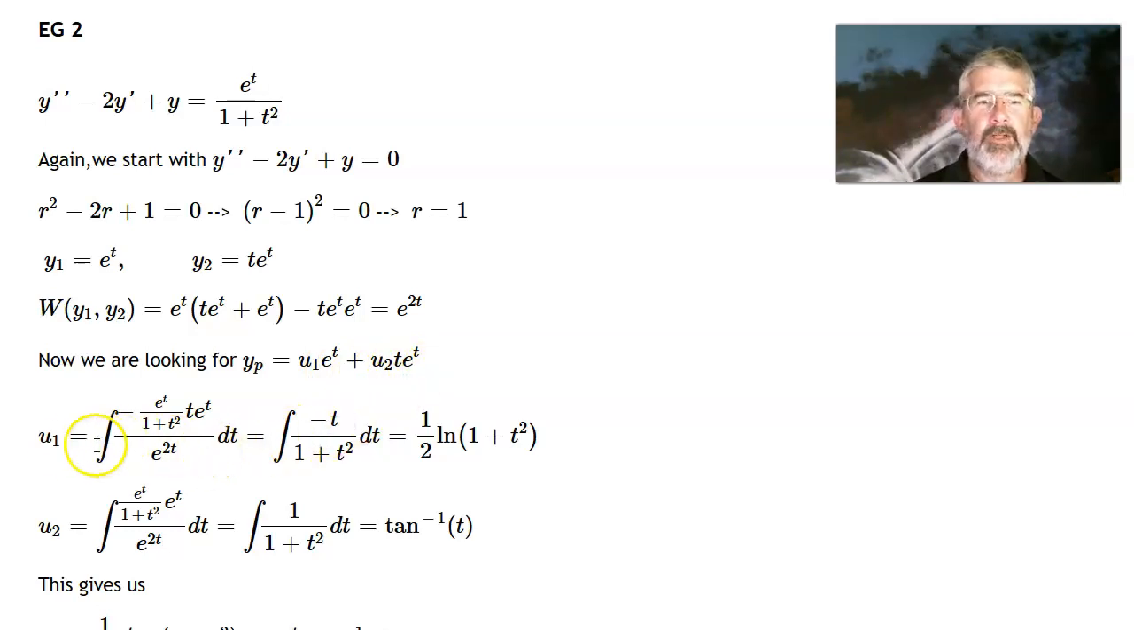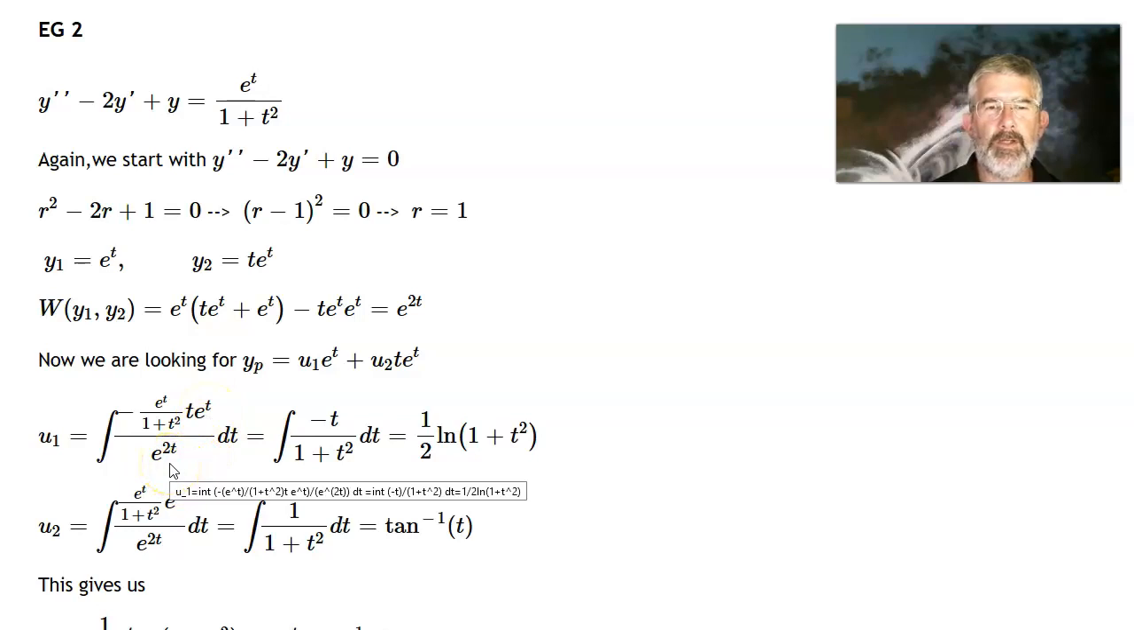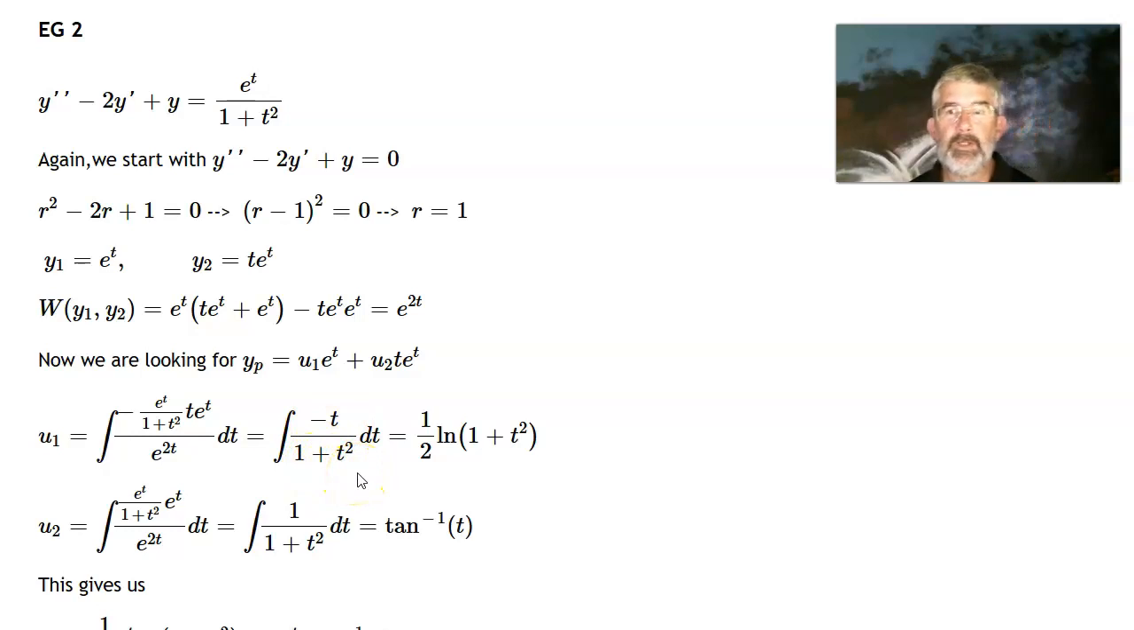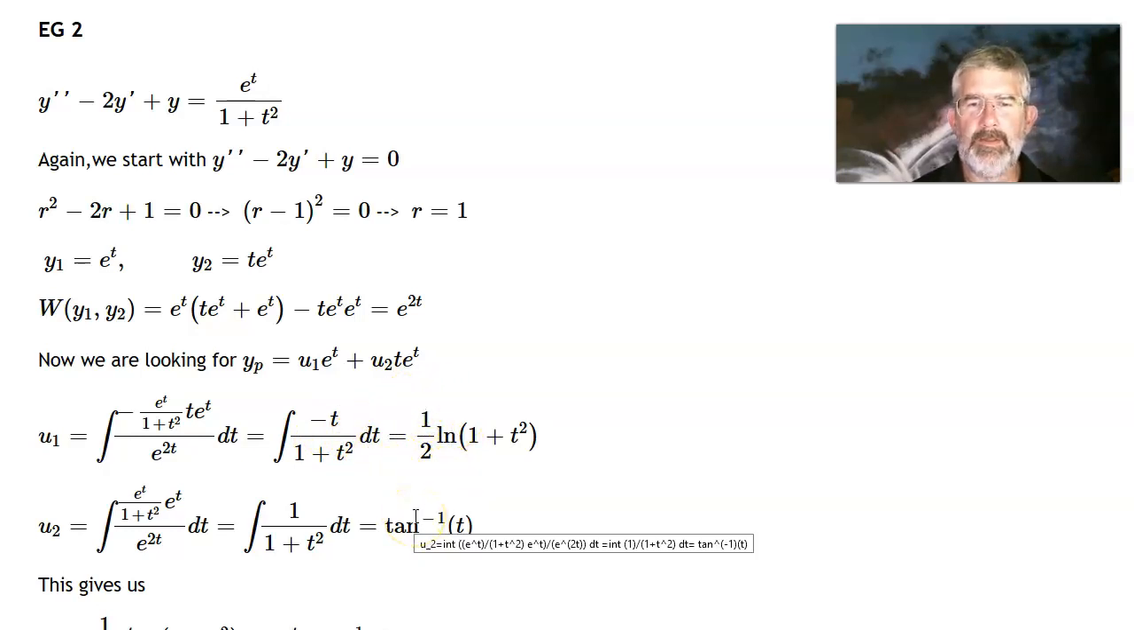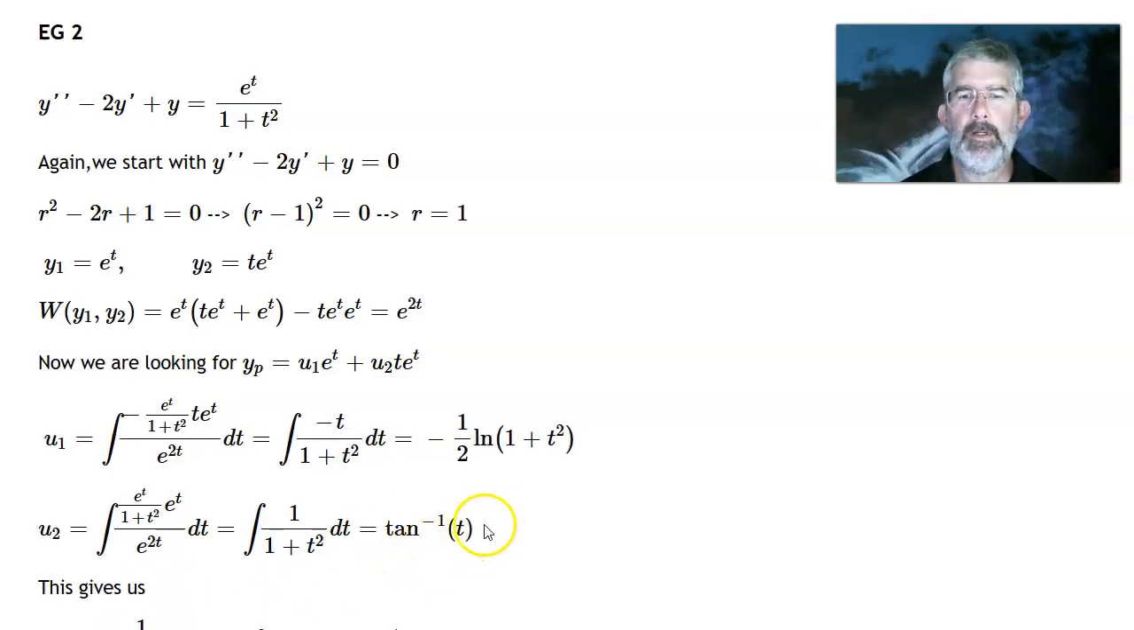According to what we did in the last video, u1 is going to be the integral of negative g times y2 divided by the Wronskian, which, what happens? The e to the t times e to the t is e to the 2t, which cancels with e to the 2t on the bottom, and I'm just left with the integral of minus t over 1 plus t squared, which I would do a u substitution with u equal that denominator, 1 plus t squared, so du is 2t dt, and I got the t dt. And what happened to the minus sign? There it is.